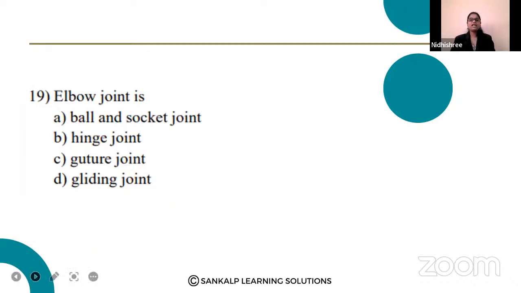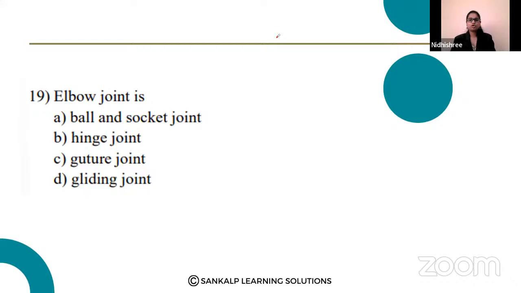19th question, elbow joint is A, ball and socket joint; B, hinge joint; C, gutter joint; D, gliding joint. Whatever I suggested to you, it is not personal. I suggested it as a whole. Okay, don't take it too personally.